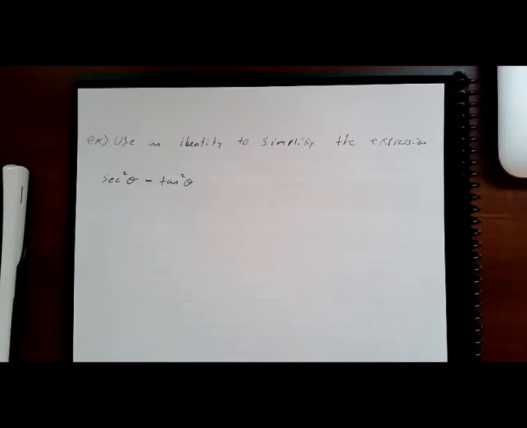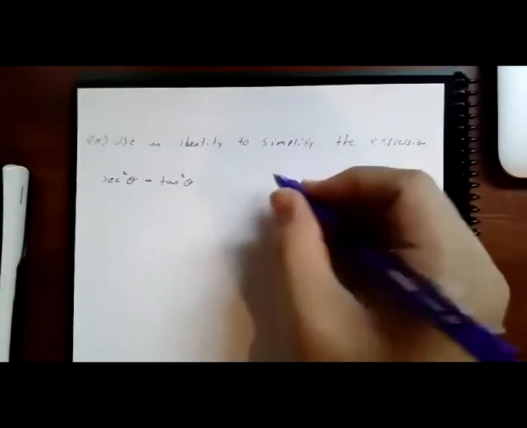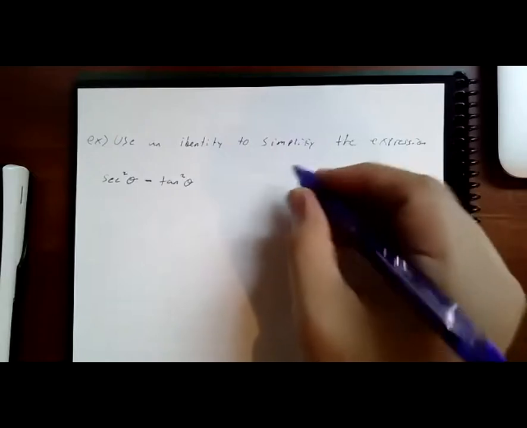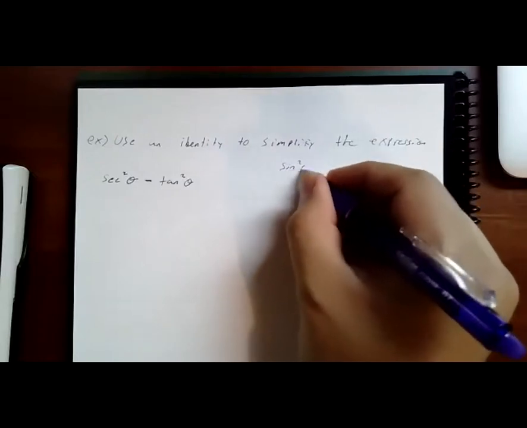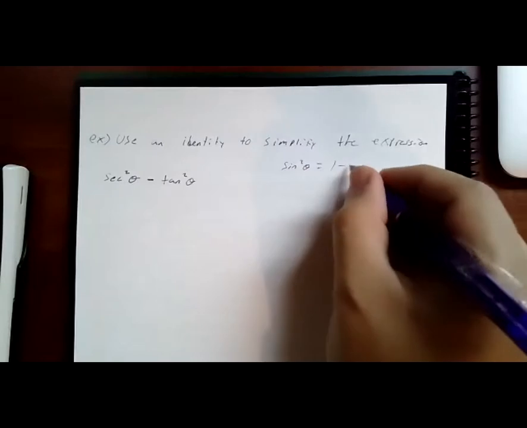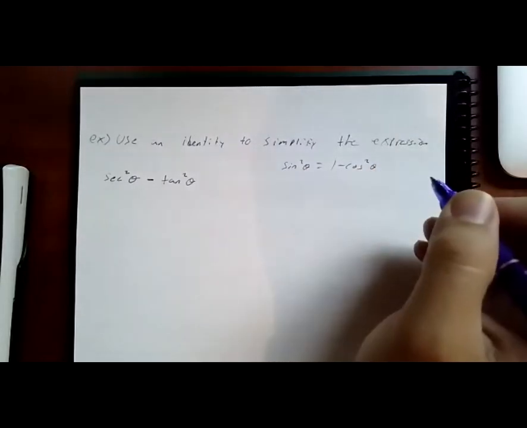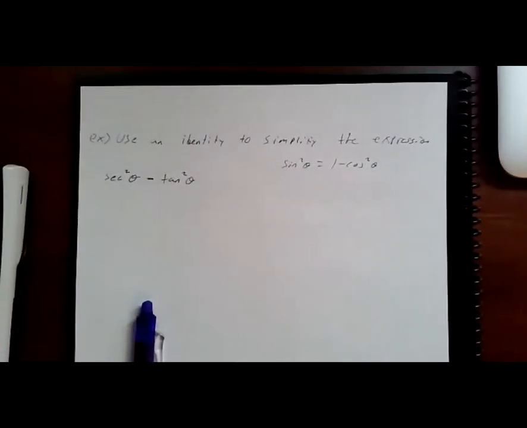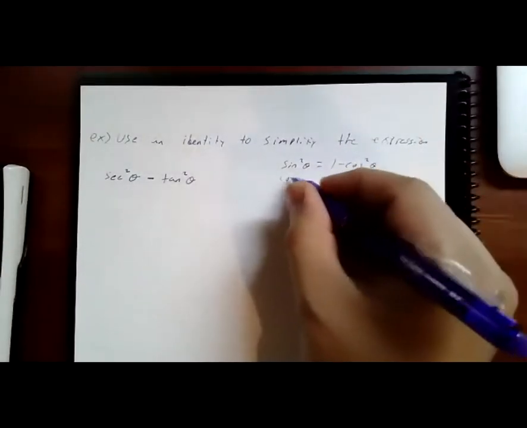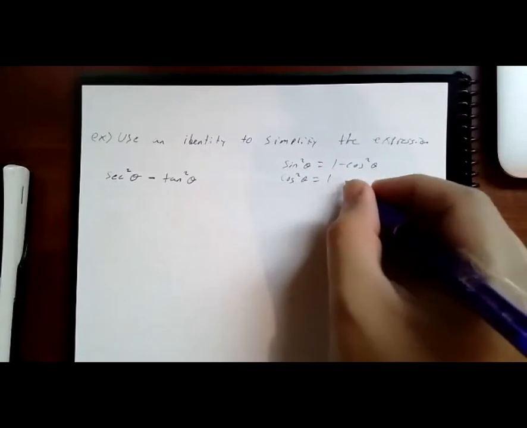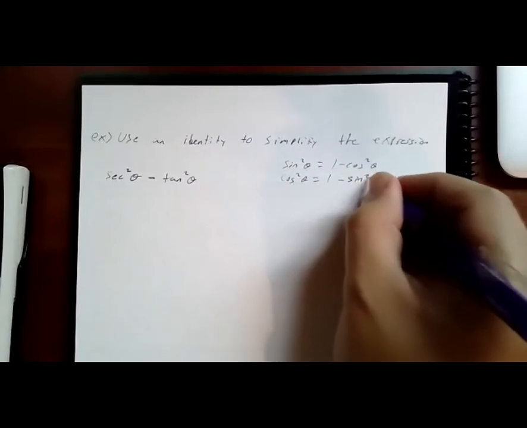So looking at the 9 formulas that I wrote for you last time, which one would be helpful? Remember how I wrote, I think one of them was sine squared theta is equal to 1 minus cosine squared. Let me double check. Yes, that's correct. Okay, so this is going to be 1 minus sine squared.